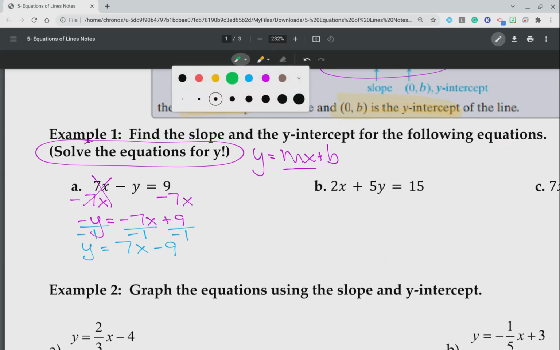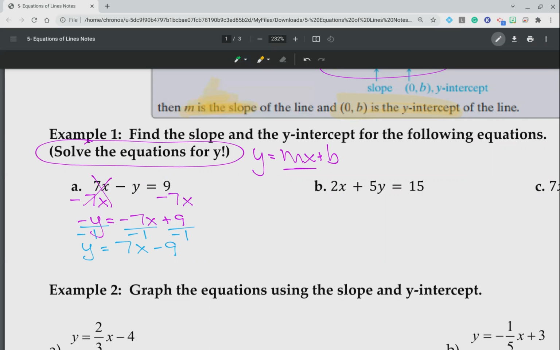Okay, now from here, we can find our slope and our y-intercept, right? Our slope is the m, the number right in front of the x. So m is equal to 7. And then our y-intercept, or our b, is equal to negative 9. So our y-intercept is going to be (0, negative 9). Okay, and that's our final answer to find our slope and our y-intercept.